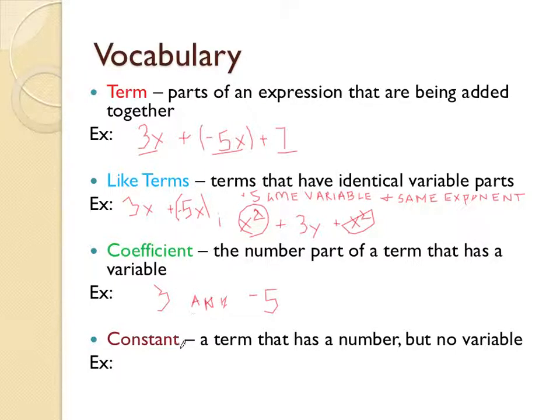And then finally, constant. A constant is a term that has a number but no variable. If we look back at our example, 3x plus negative 5x plus 7, the only constant term there is 7. Because there's no variable attached and it just has a number, it is the constant term. It doesn't change. Terms like negative 5x and 3x, when we substitute in the value for x, those are going to change. So this does not.